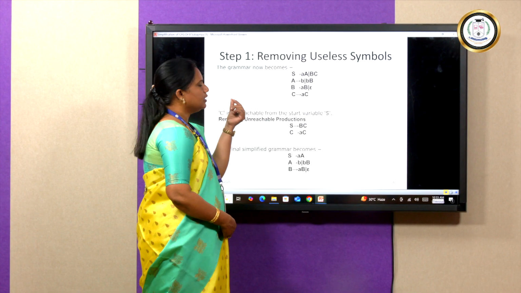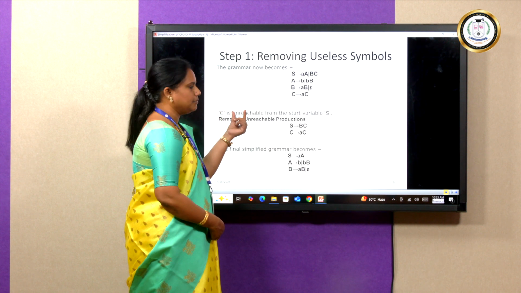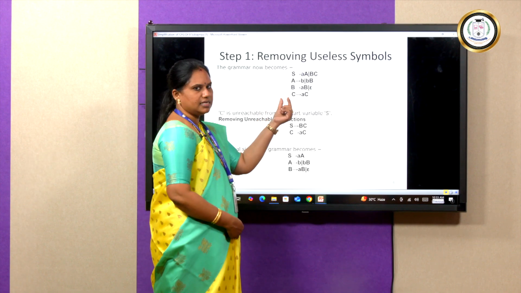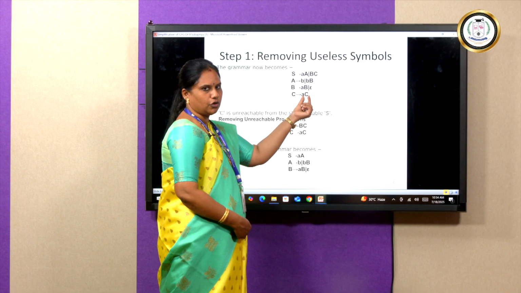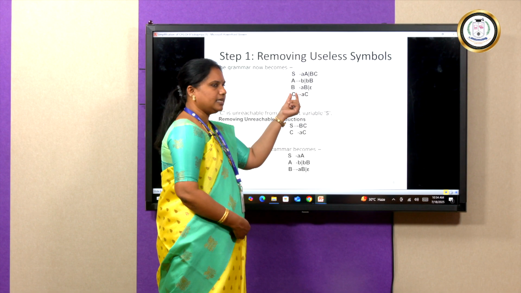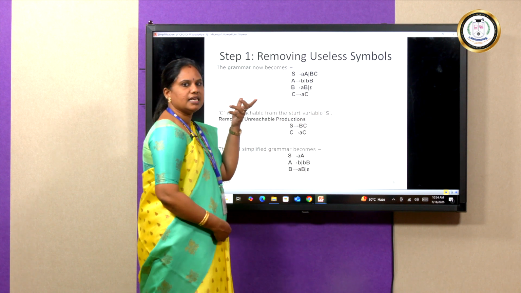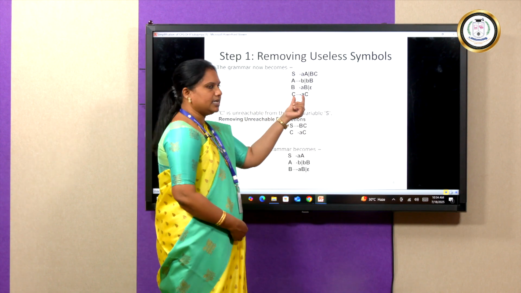Now, continuing to remove useless symbols, we look at the non-producing productions. Here C is useless. Why am I saying so? Because C does not produce any terminals at all. C tends to AC is there, and if you substitute any production for C, again it will be like C tends to AC. C is not producing any terminals, so C is useless with respect to the start symbol. So we are eliminating C here.